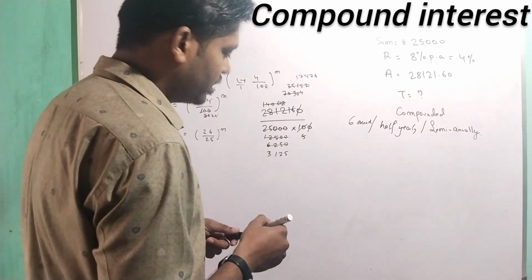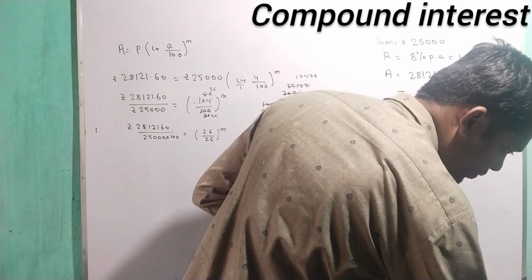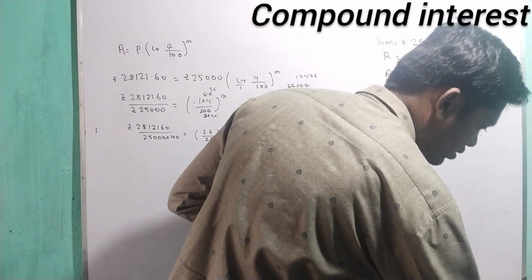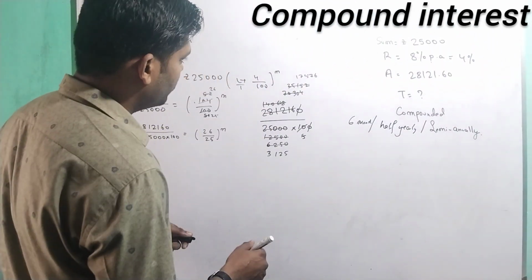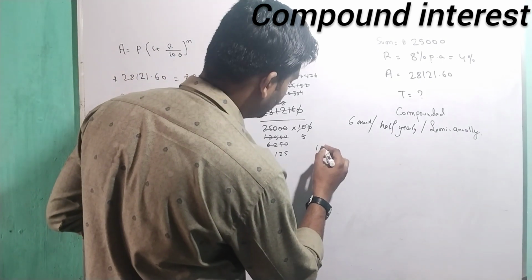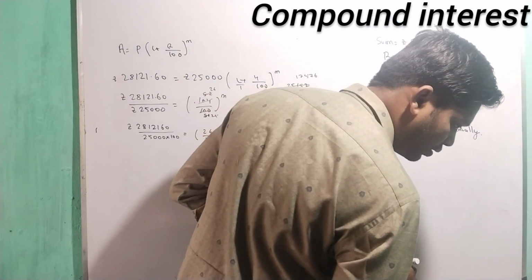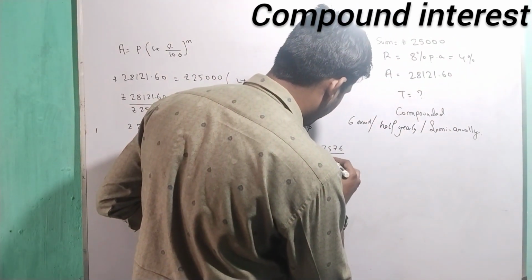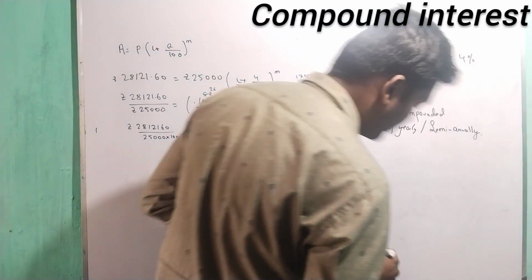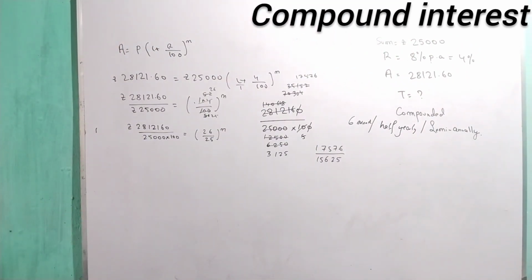Is it possible? Any more calculations possible? No, it's not possible, no? So ultimately we are having 17576 by, after multiplication, how much you are going to get? 15625. Yes, 15625. This is what you are going to get after multiplication. Okay, now after this calculation, we are going to get the answer.